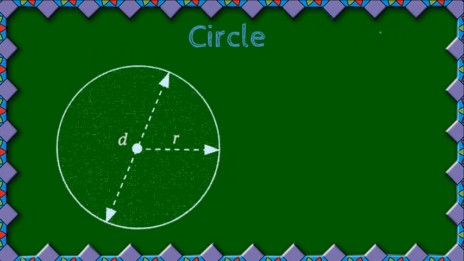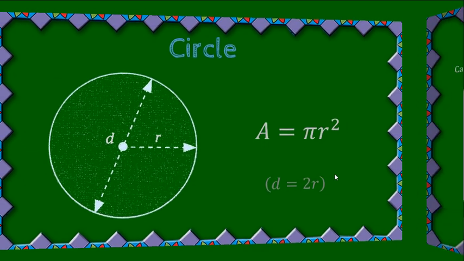Then a circle. Now with a circle we have a radius and a diameter. The radius is the distance from the center of the circle to the circumference. The diameter is the distance from one point of the circumference to the other point, going through the center of the circle. And the formula for the area of a circle is pi r squared. So know this off by heart. And then also remember that the diameter is 2 times the radius.